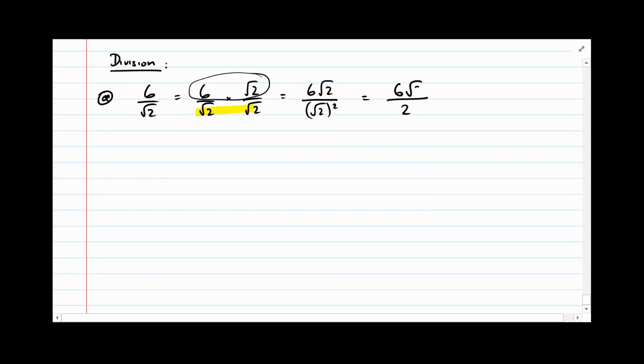We're not done yet. Remember to simplify. I want my answer in the lowest terms. So I will go through: 2 into itself is 1, 2 into 6 is 3. So my final answer is 3 root 2.